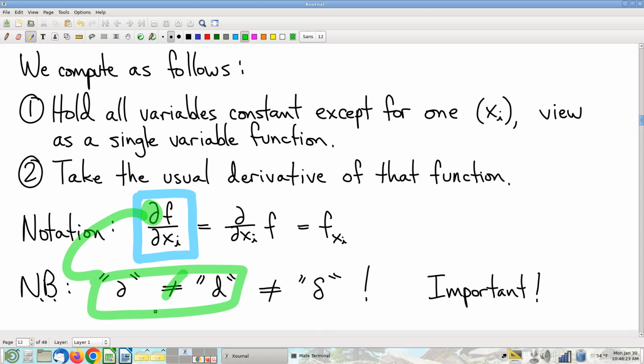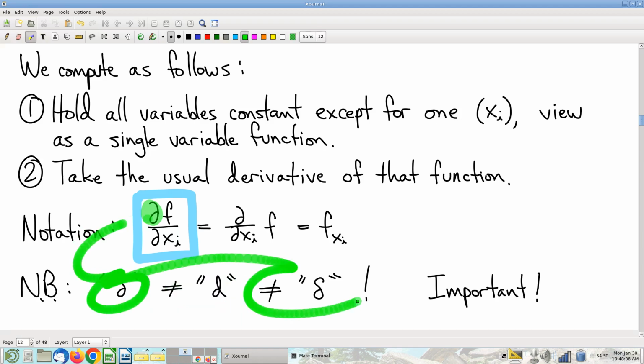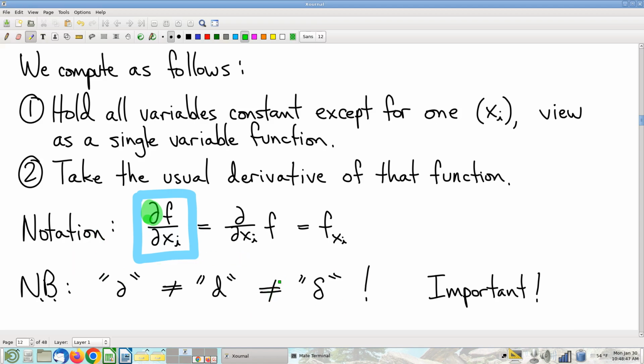You cannot write df over dxi. That's not okay. That's a problem and unacceptable. You can't do that. Also, it does kind of sort of look like a lowercase Greek letter delta. Importantly, it is not, and again, you can't use that either. Not okay. So be sure not to misdraw this symbol.